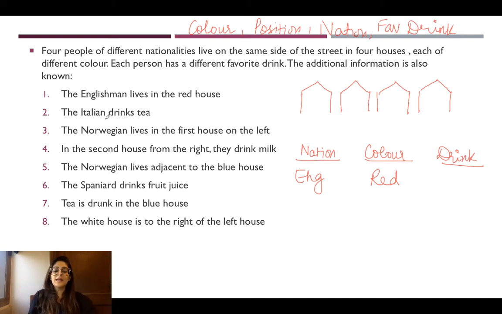Okay. The Italian drinks tea. So I have my Italian. Right now I don't know the house color, but his drink is tea. Okay. Then the Norwegian lives in the first house on the left.